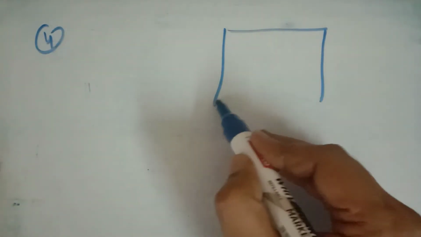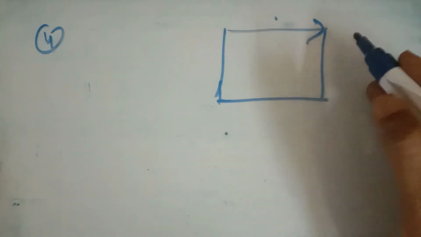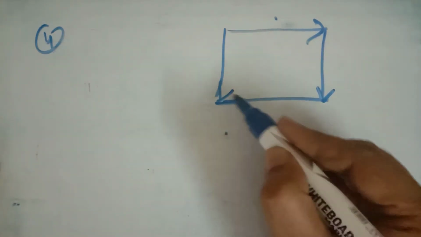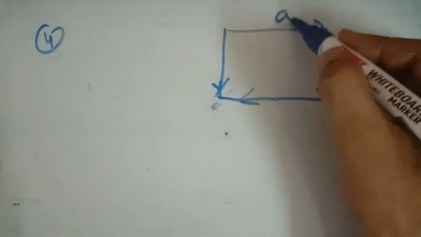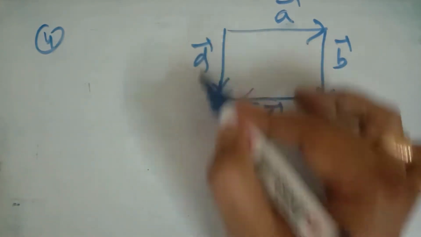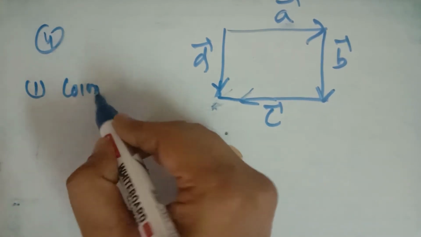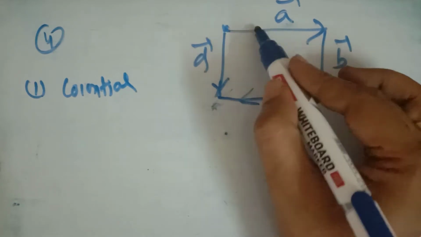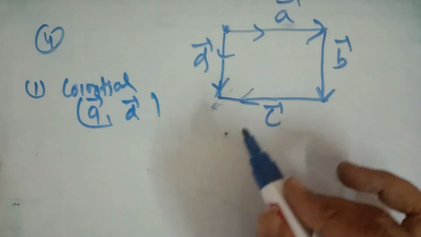Now in question 4, a diagram is given like this. See it very carefully. We have this and this direction. This is the vector A, this is the vector B, this is the vector C, and this is the vector D. See the directions. Now for the first part, you have to tell the co-initial vectors. Co-initial vectors means starting with the same point. That is, A and D vectors are the co-initial vectors, starting from this point.